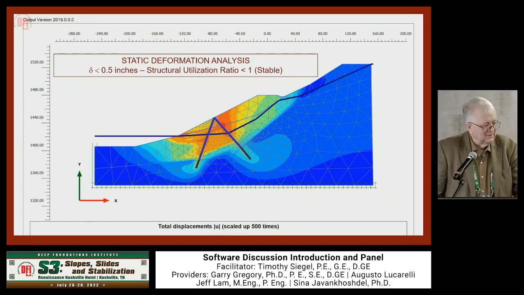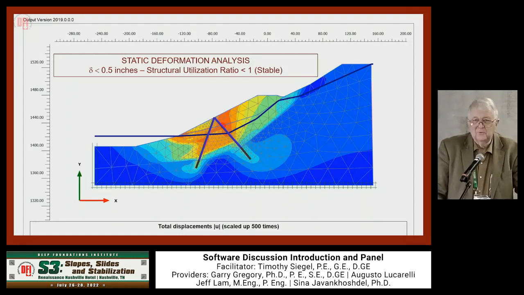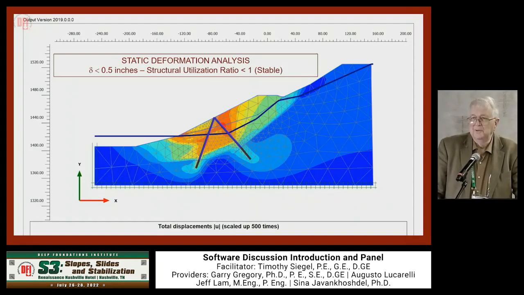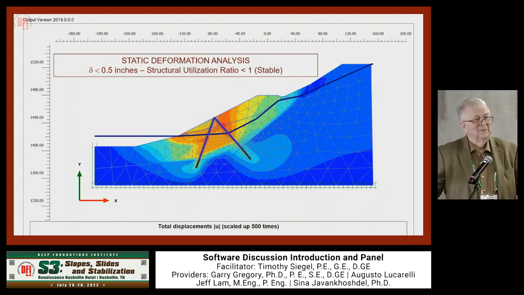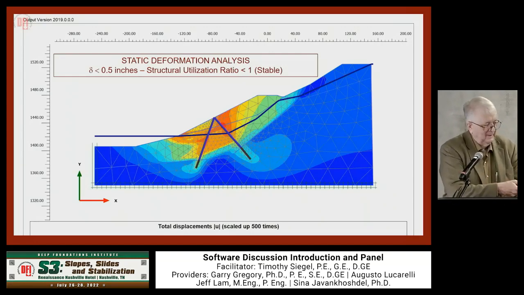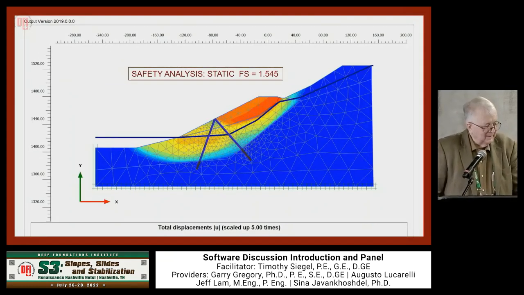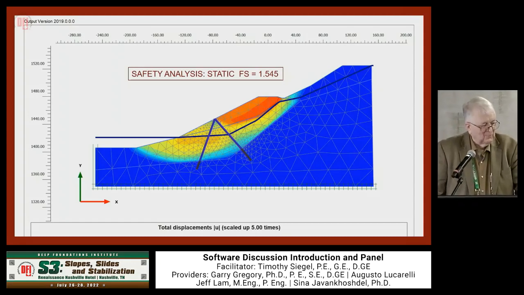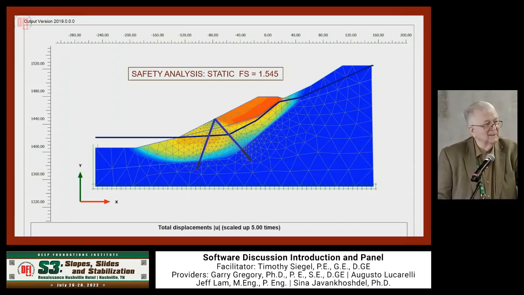So with a static deformation analysis, no horizontal coefficient applied, I got less than a 1/2 inch of movement in the entire slope system. And the structural utilization ratio was less than 1, which means it's stable. We didn't use up all of the moment or the shear capacity, but it was getting on up there. So then I did the pseudostatic analysis. This is a static factor of safety; Plaxis calls it safety analysis. Strength reduction is what it is. And I got a 1.545, very similar slip surface, and it matches up real well with the 1.565 I got with limit equilibrium.